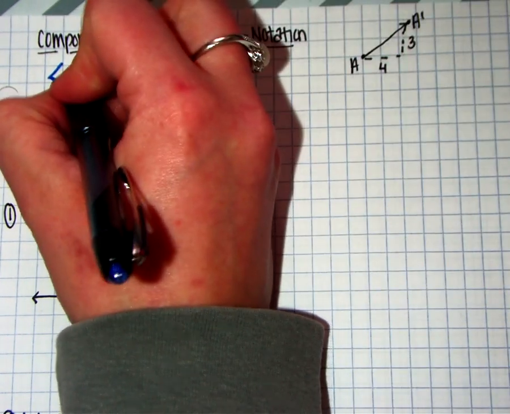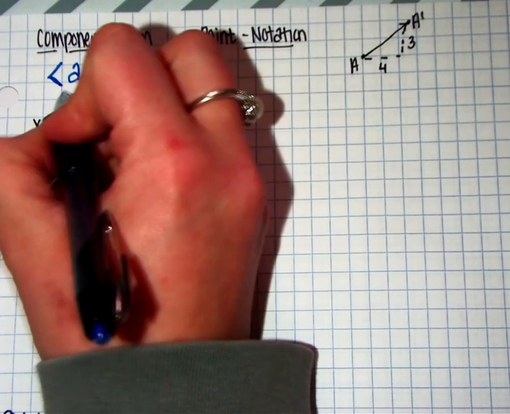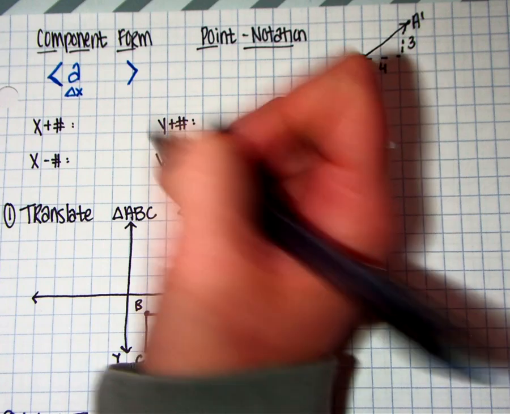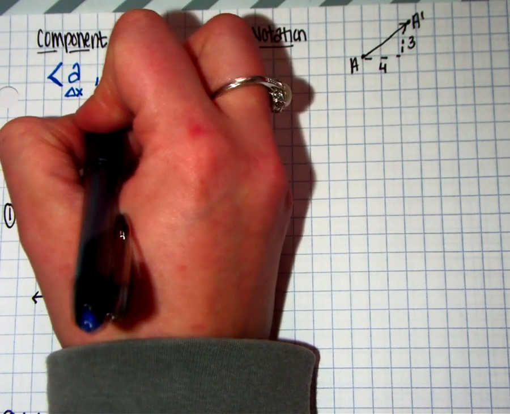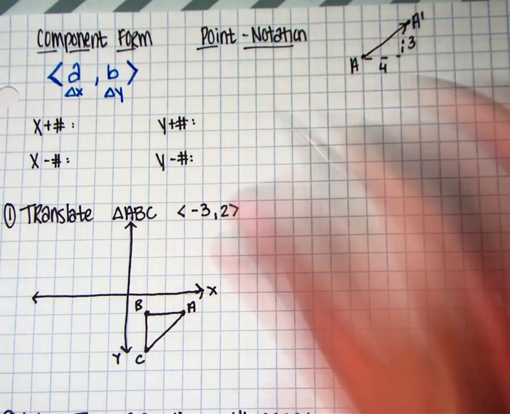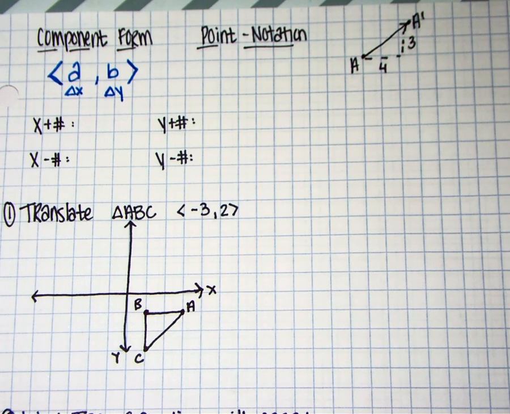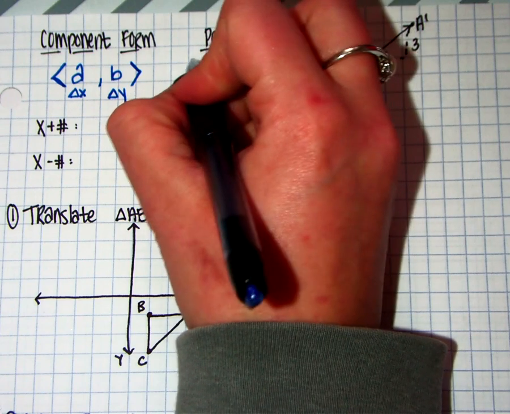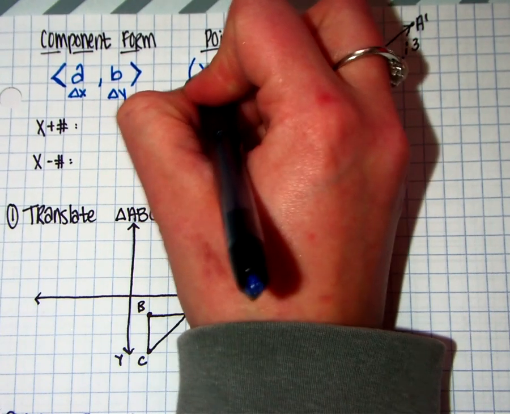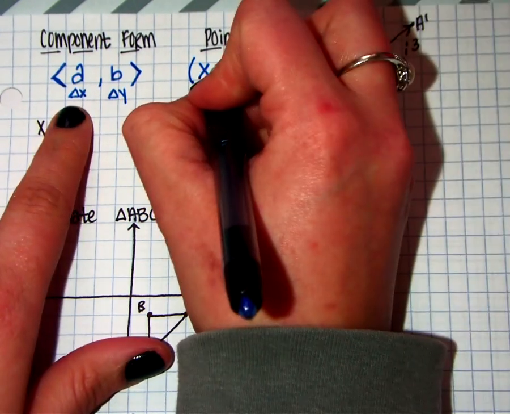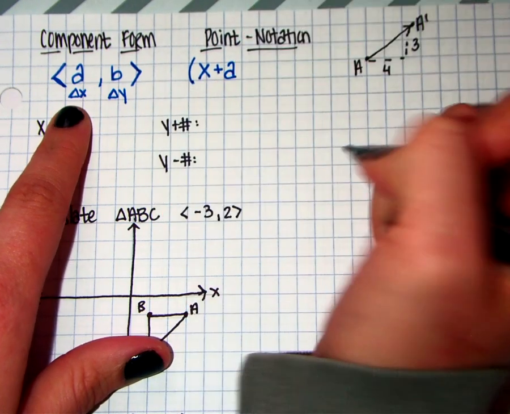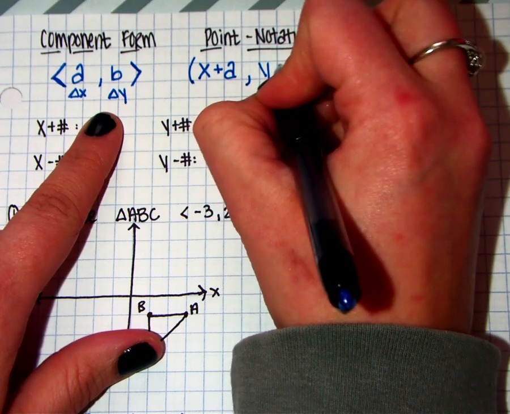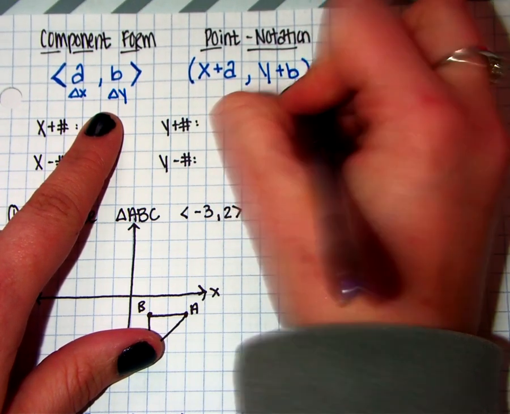We're going to use the letter A to represent the change in X, meaning how much in the X direction you're traveling. And we're going to use the letter B to talk about the change in Y, meaning how far you're moving in the Y direction. This can be translated into point notation. Point notation is where you take the X value and you add the change in it. So plus A, comma, then we use our Y value plus B, and we put parenthesis at the end.